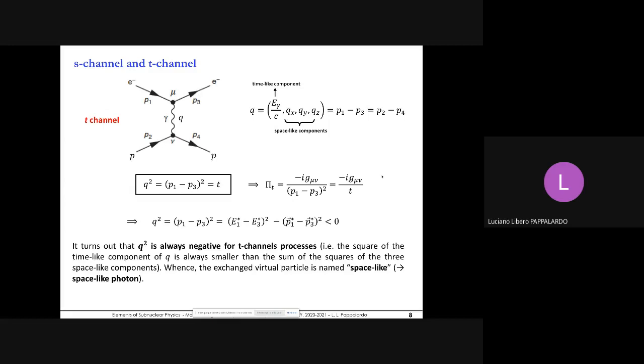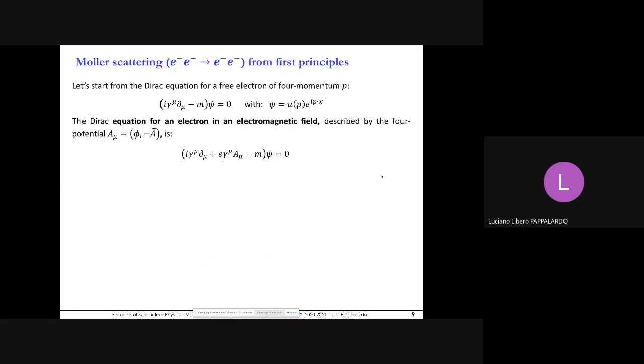Okay, fine. Having said all that, let's now go into some detail, and let me try to derive the matrix element, and so at the end the cross-section, for the Møller scattering, e- e- into e- e-, but not using the Feynman diagrams for the moment, but from first principles. And then we will repeat the same calculation using the Feynman rules, and we'll see how it becomes much easier. But it is very instructive to start from very first principles.